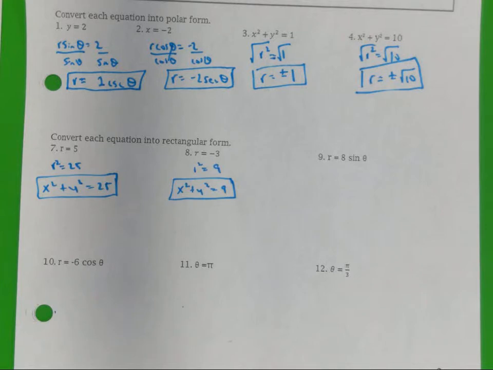Now, number 9 and 10 are the same type. That's a different type of problem. So I want you to talk about in group what you think you need to do on that one. Remember the concept. What you do to one side, do to the other. That's mathematically legal.